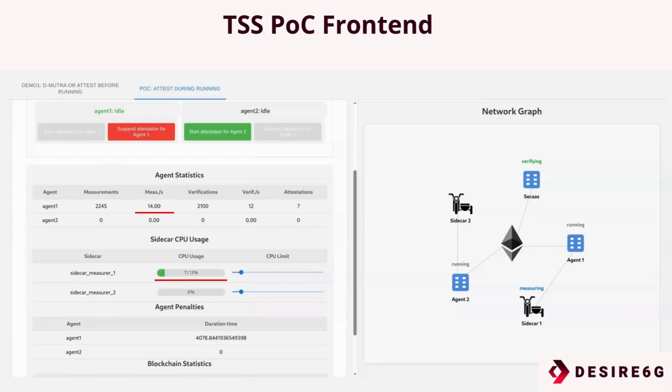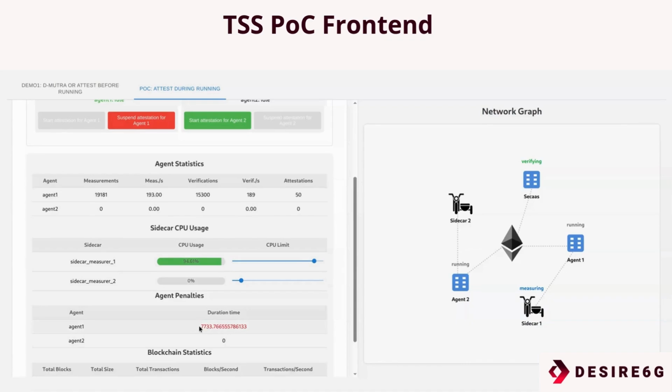Now we're going to adjust the cgroup settings and relax the CPU limit from 10% to 90% for the sidecar measurer. We'll observe the impact not only on CPU usage, but also on the frequency of measurements, which is expected to increase significantly with more available resources. Instantly, the number of measurements increased from 20 per second to 200 per second. We observe that the agent's task duration has significantly increased, rising from 4,000 milliseconds to over 7,800, nearly doubling the execution time. Of course, this duration may vary depending on the specific characteristics of the system.